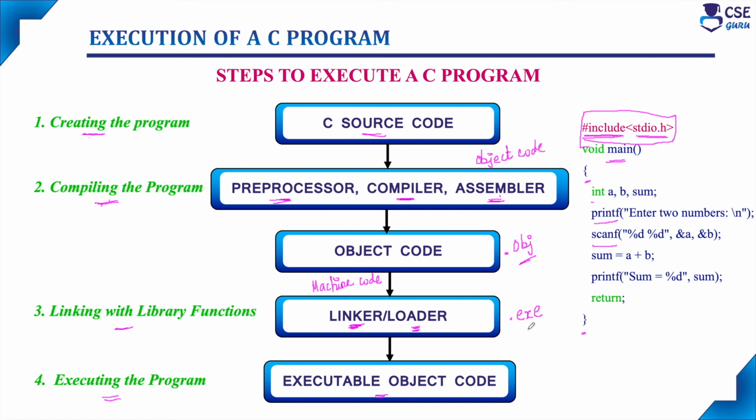Then an .exe file will be created. That is, the program is ready for execution. Finally, execute the program and check the output in the output console. So this is the process of executing a C program.